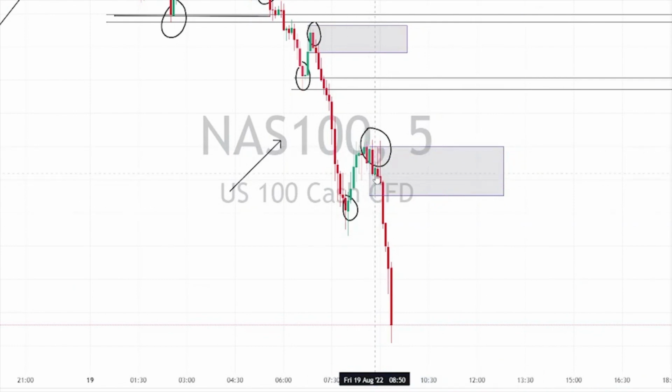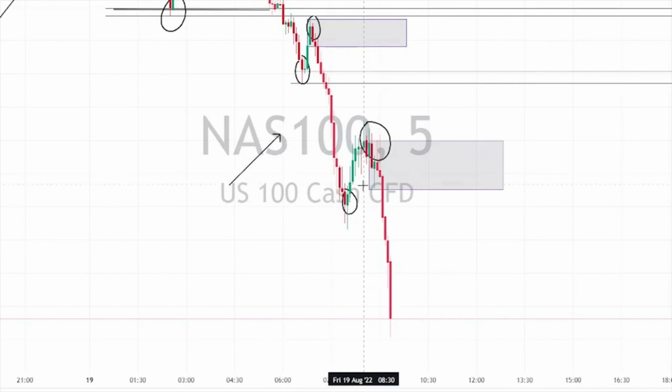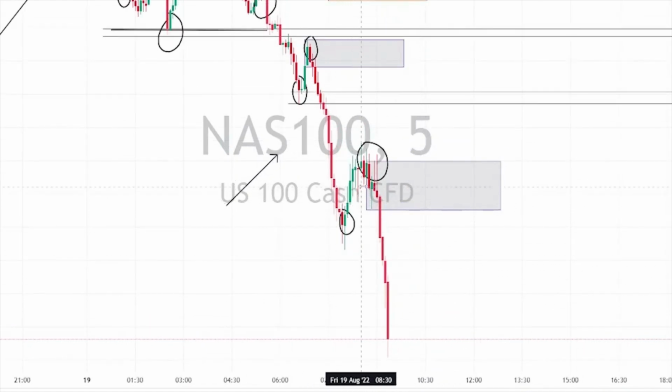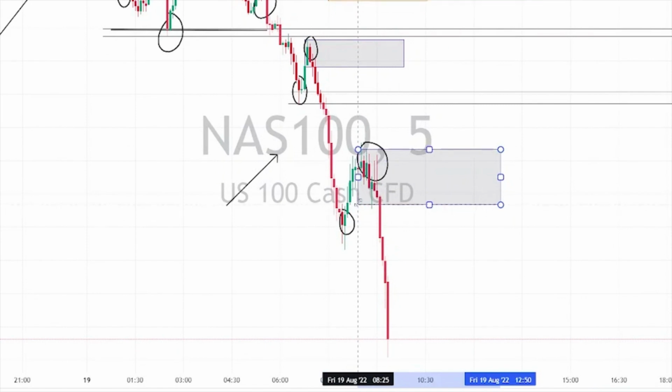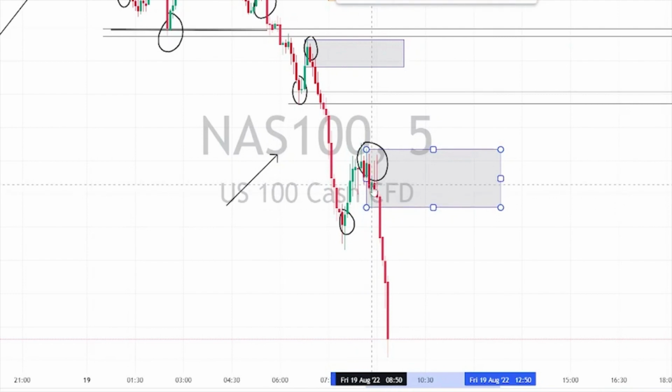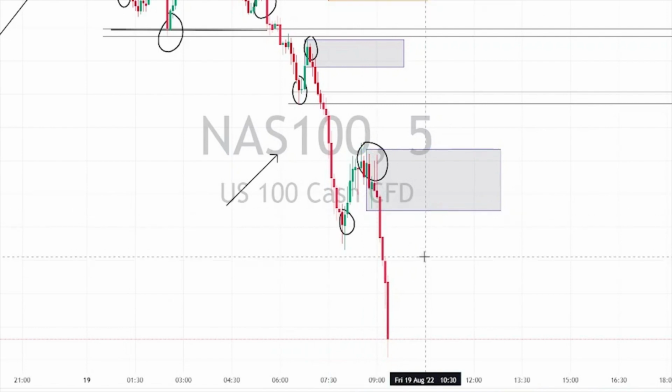The last up candle before the drop. We are still in a downtrend. This is the last up candle before the drop. You could take this one too. It's also supply. You could get all of them since it's shorter. So this is supply. Cover the whole candle before that drop.